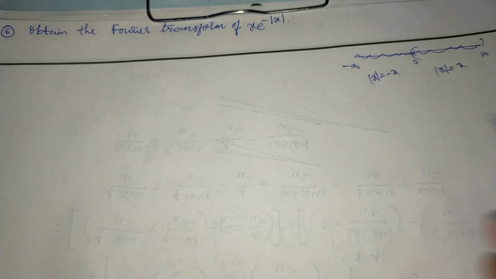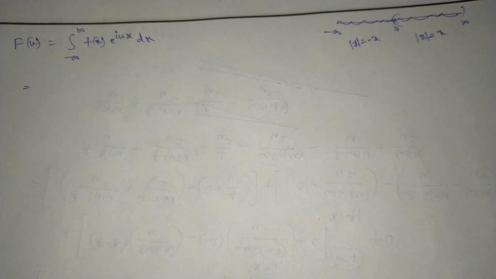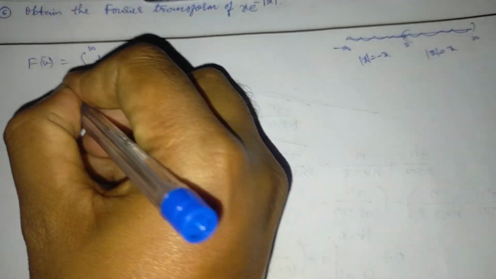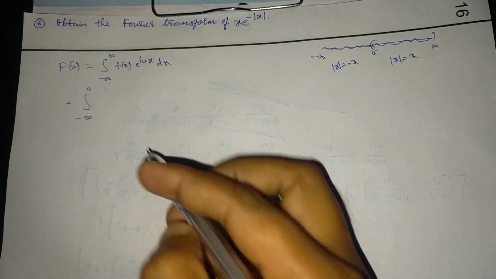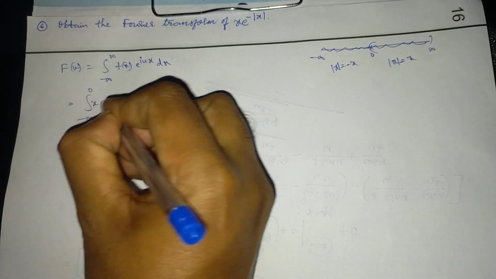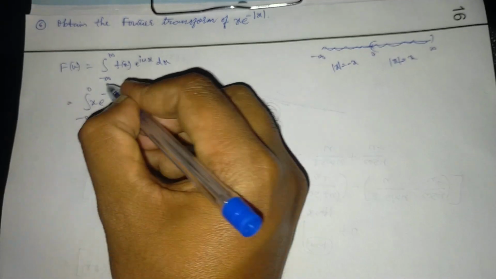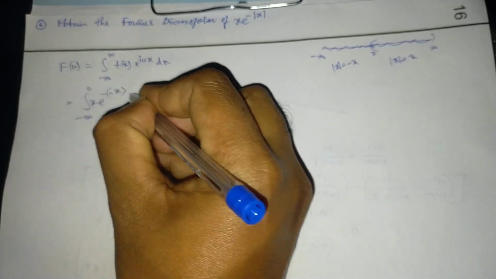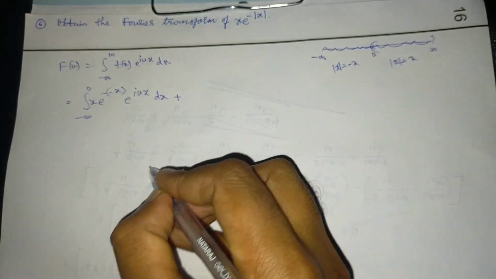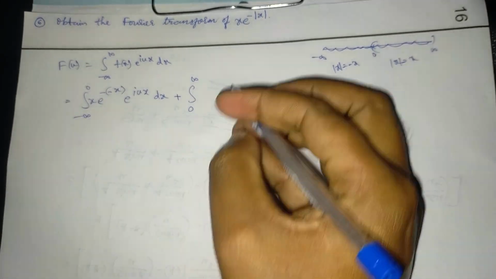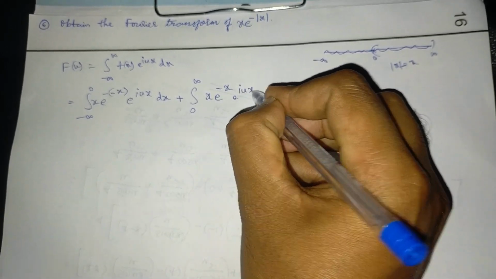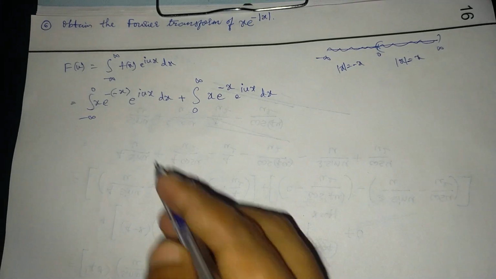Okay. So first let us write the formula of the Fourier transform. Now we have to split this integral from minus infinity to plus infinity as minus infinity to 0, where f of x will be x into e power minus, here mod x will be minus x, into e power i u x into dx, plus from 0 to infinity, x into e power minus mod x equal to x into e power i u x into dx. Now let us add these powers.